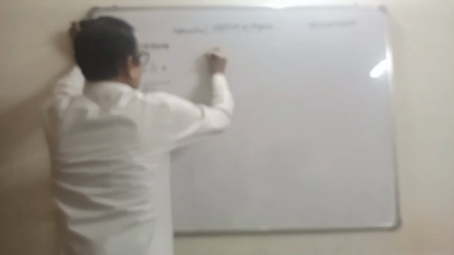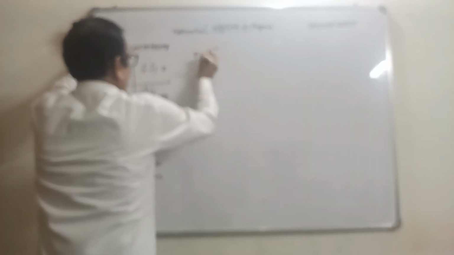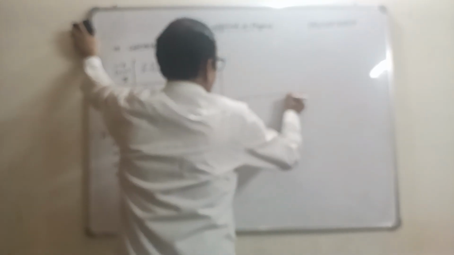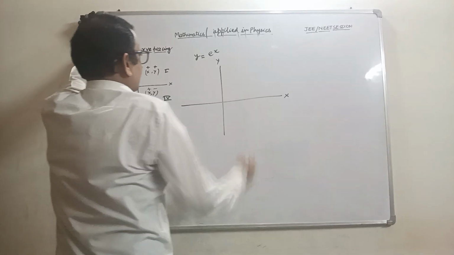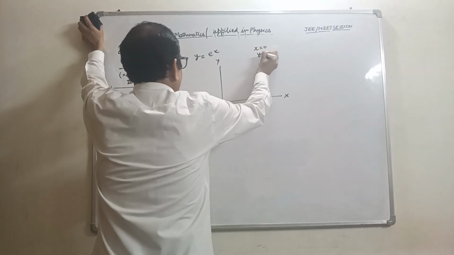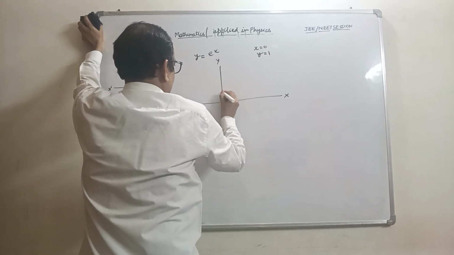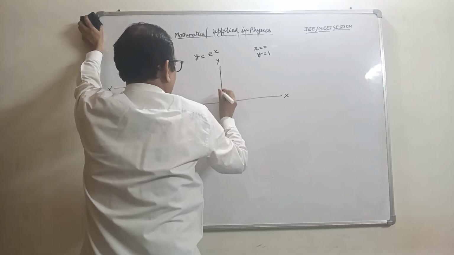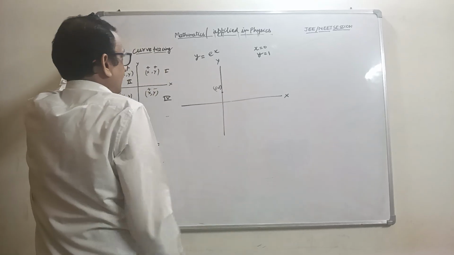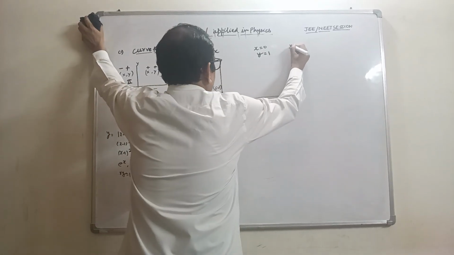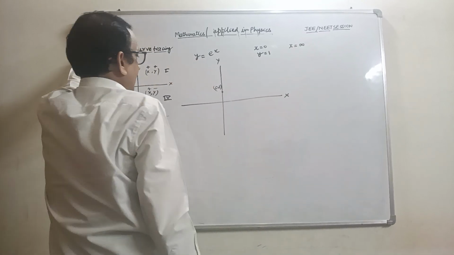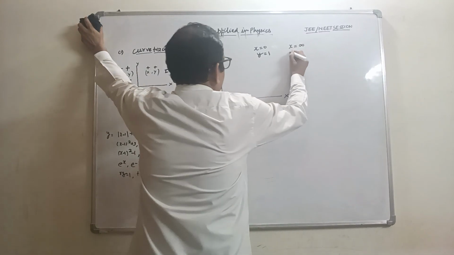Next is y is equal to e raised to power x, with x and y axes. For x is equal to 0, y becomes e raised to power 0, which is 1. So on the y-axis this coordinate would be 0, 1. And as x goes to infinity, y is also infinity.